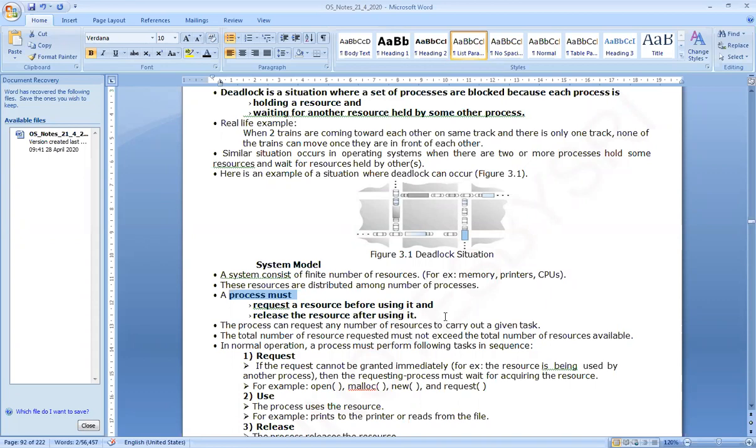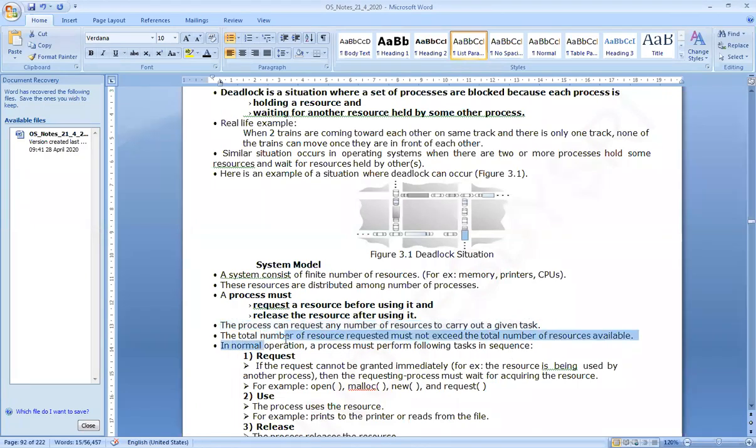Then after that, what are the following conditions? The process can request any number of resources to carry out a given task. That is one more flexibility we are giving through the operating system. If any problem is assigned to the process to perform and complete the task, it can request any number of resources. That is allowed. But at any given point of time, it should hold only one resource, and it should release that resource before it goes to acquire a new resource. That is a condition.